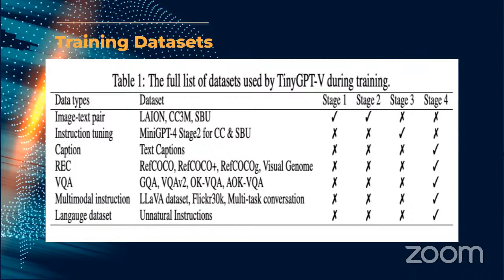The LLaVA dataset is utilized for multimodal instruction tuning. The Flickr30K dataset is used to improve image caption generation and object parsing capabilities. And the last, a language dataset which contains unnatural instructions, is used to recover the language generation ability of the model.